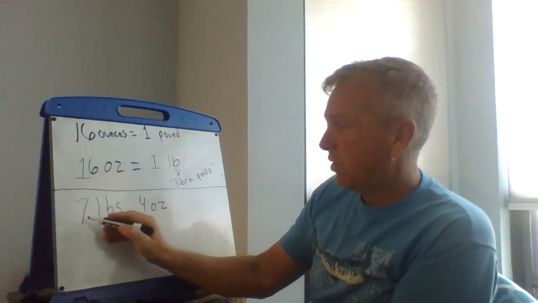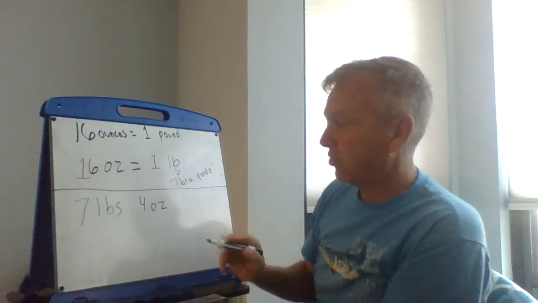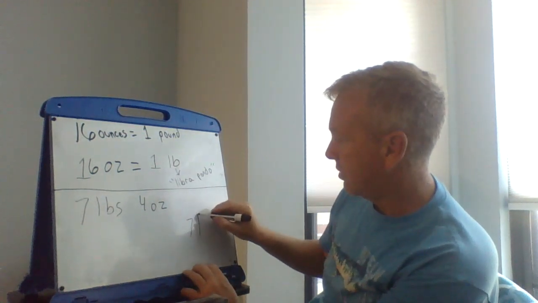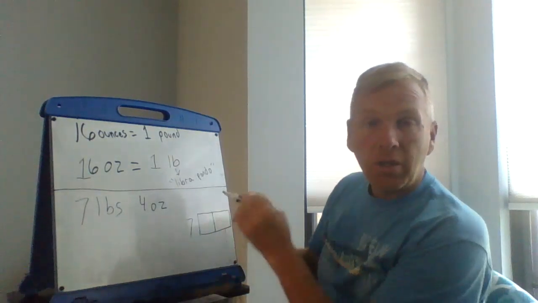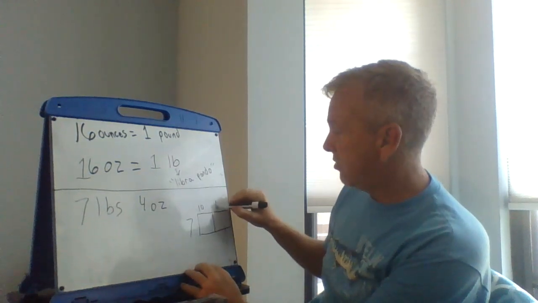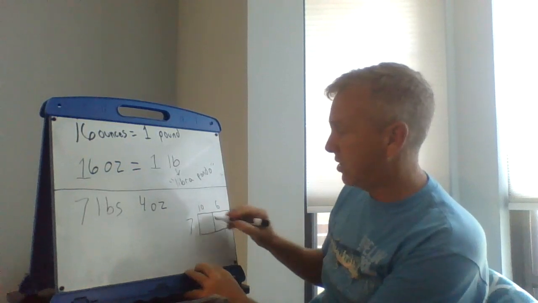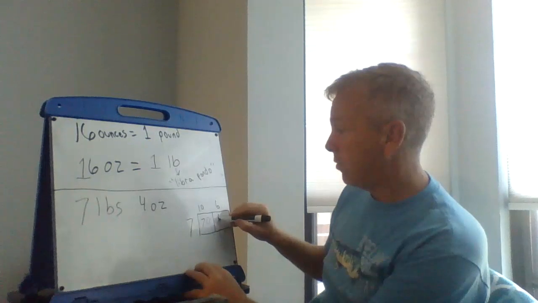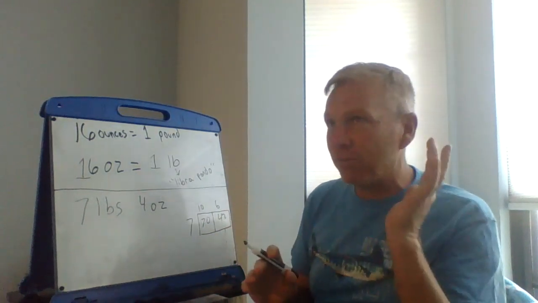So again, we know that to convert from pounds to ounces, we're going to multiply by 16. So I'm going to do that over here with the area model again. I'm going to say 7 times 16. I'm going to decompose or break apart 16 into 10 and 6. That's my 1s and my 10s. So 7 times 10, 70. 7 times 6, 42.